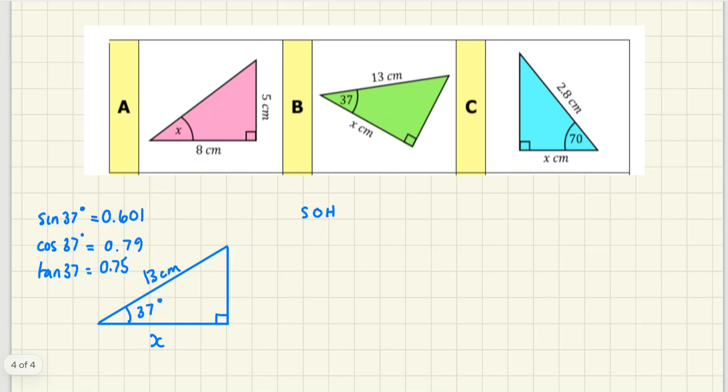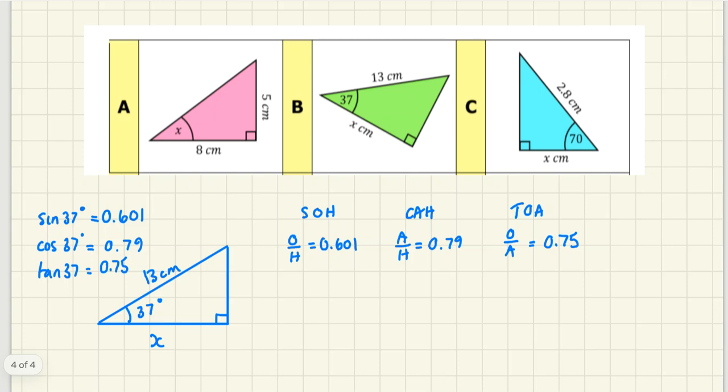So what we know is with those ratios that sine is opposite over hypotenuse, so the opposite divided by the hypotenuse is equal to 0.601. The cosine is adjacent divided by the hypotenuse, which is equal to 0.79. And TOA, tangent, opposite over adjacent, equals 0.75. Okay, so we've got that information.